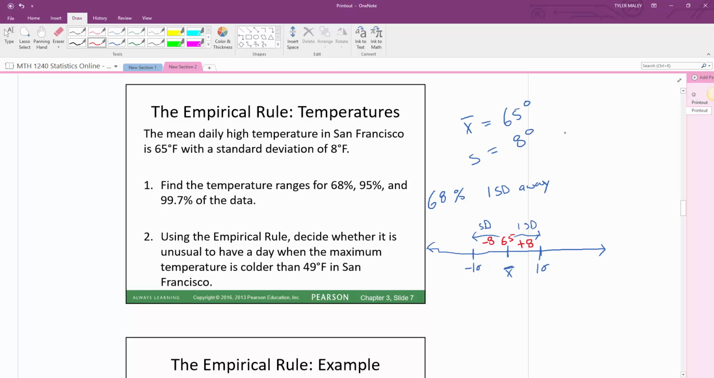So 65 plus 8 will give me what? 73. So this would be 73, and then 65 minus 8 would be what? 57. So this would be 57. So between 57 and 73, we can expect 68% of my data.